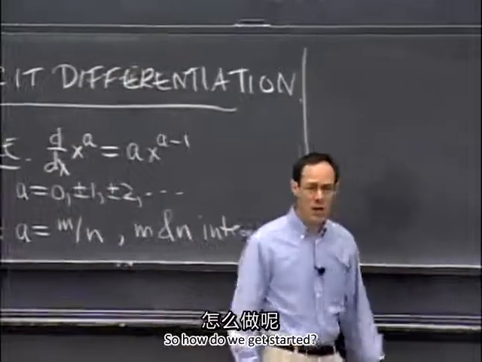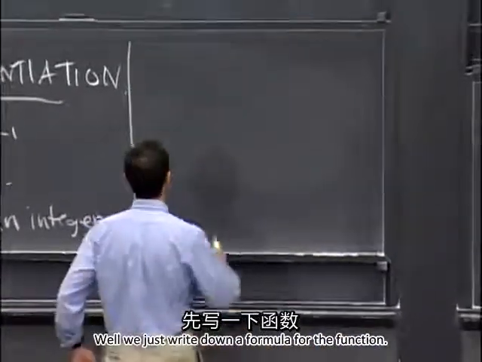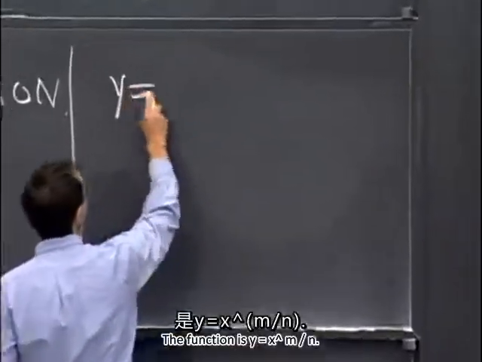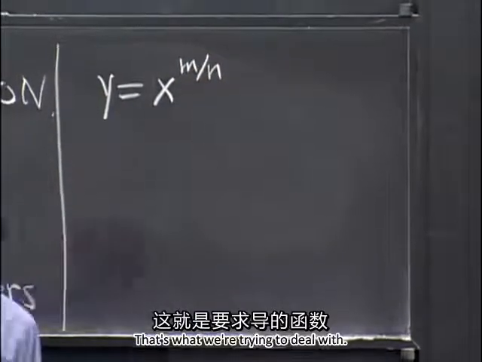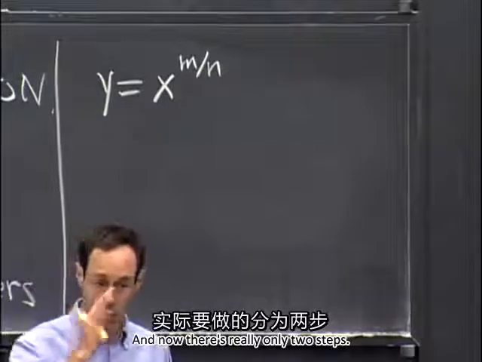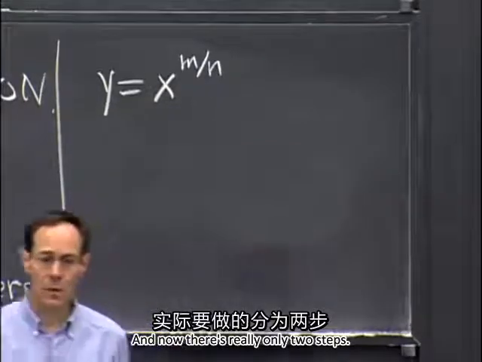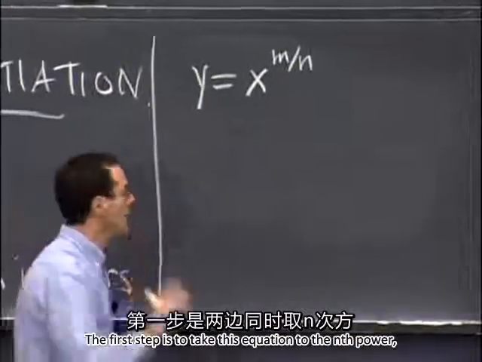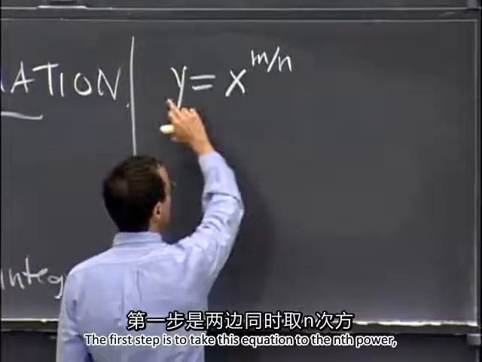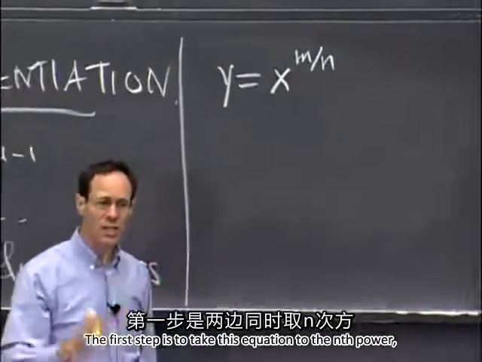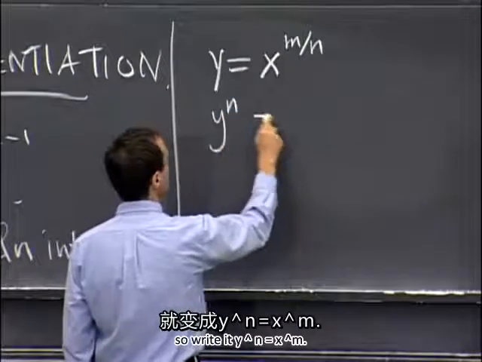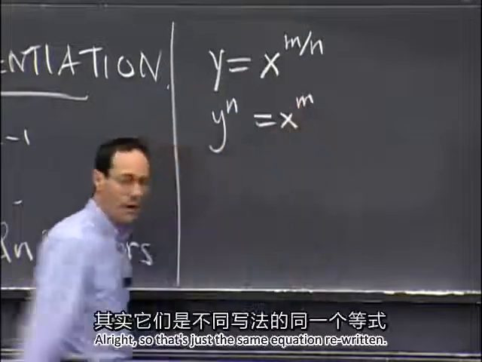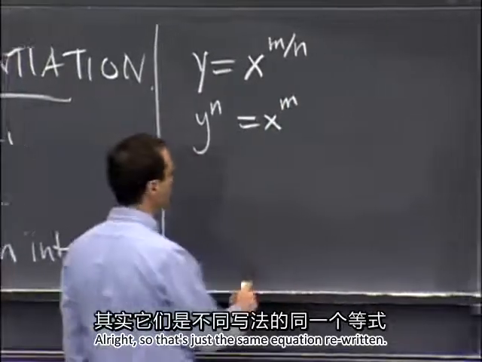So how do we get started? Well, we just write down a formula for the function. The function is y is equal to x to the power m over n. That's what we're trying to deal with. And now there's really only two steps. The first step is to take this equation to the nth power. So write it as y to the n is equal to x to the m. All right, so that's just the same equation rewritten.